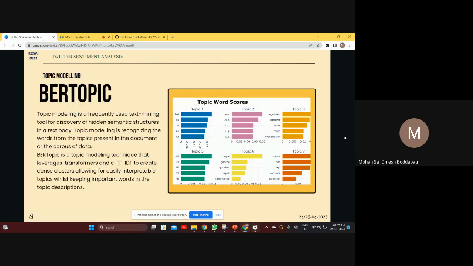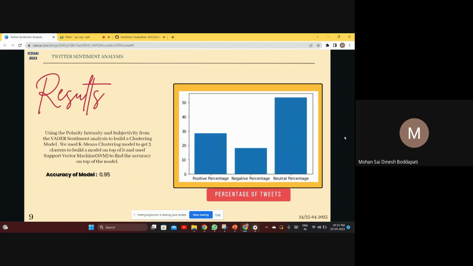Next, topic modeling. Topic modeling is a frequently used text mining technique for discovering the hidden patterns and structures in our data, that is, positive, negative, and neutral tweets. Here we have used the topic modeling technique by using term frequency and inverse document frequency clusters. By using this, we have divided the overall tweets topic-wise, and here we can see the results.